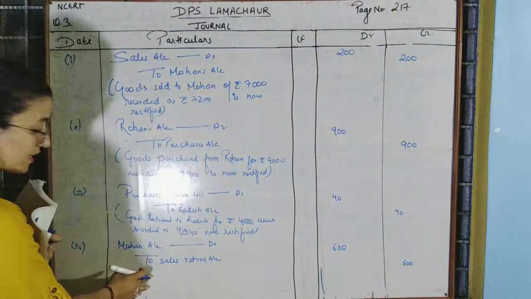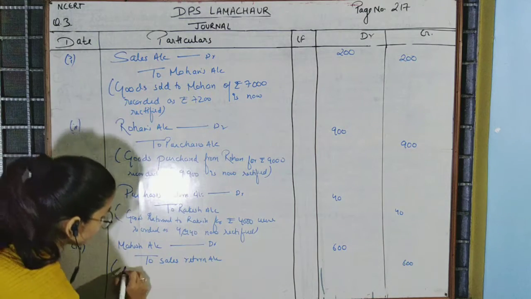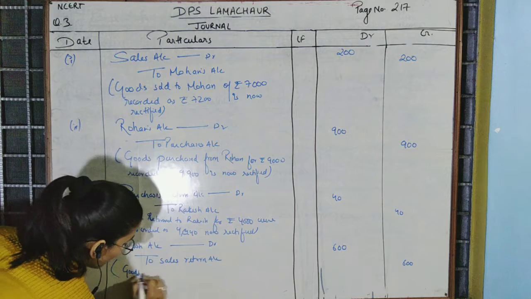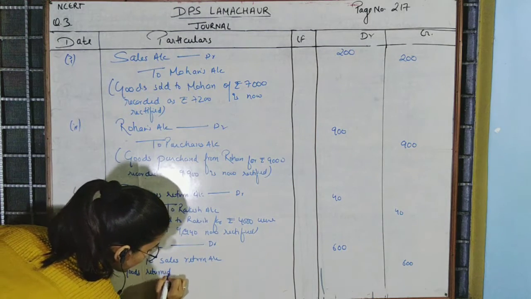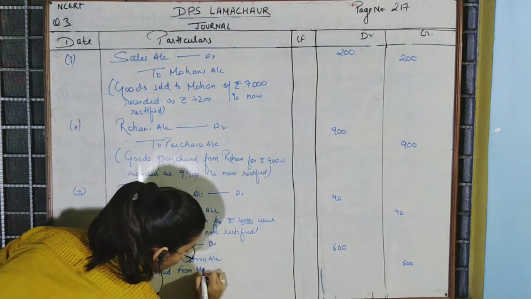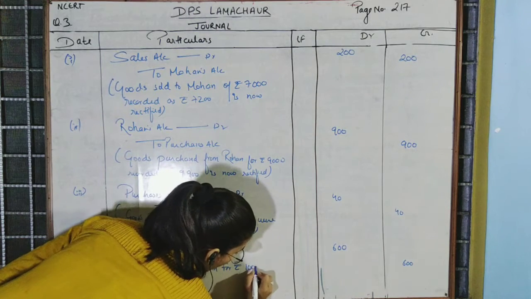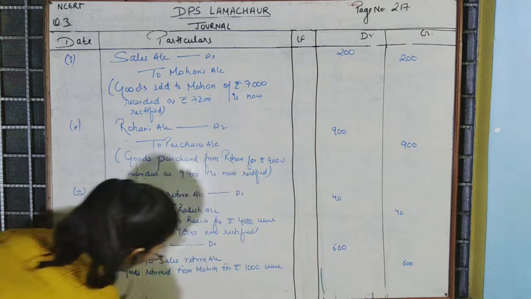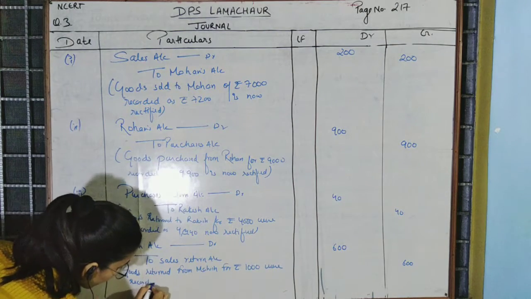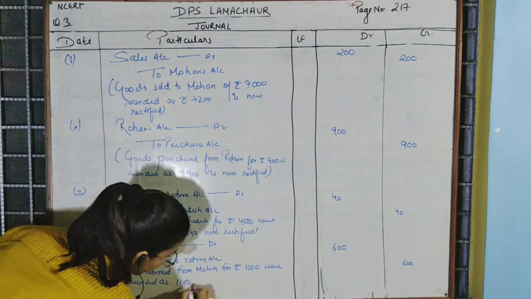Narration for this transaction will be: goods returned from Mahesh for ₹1,000 were recorded as 1600, now rectified.